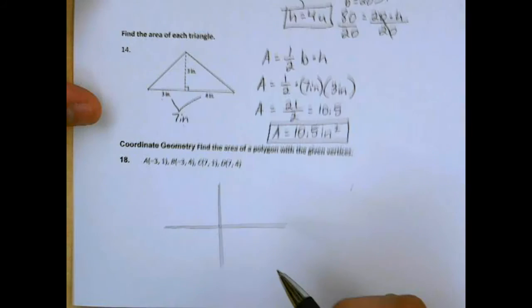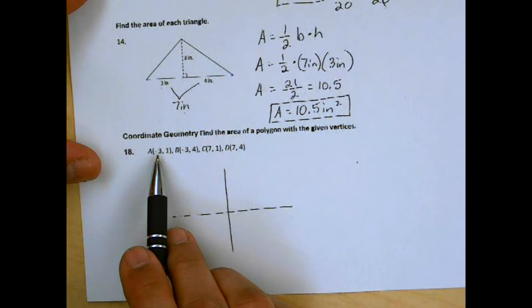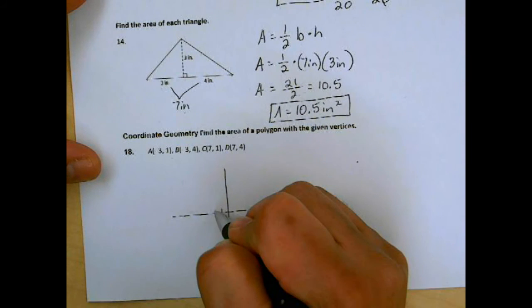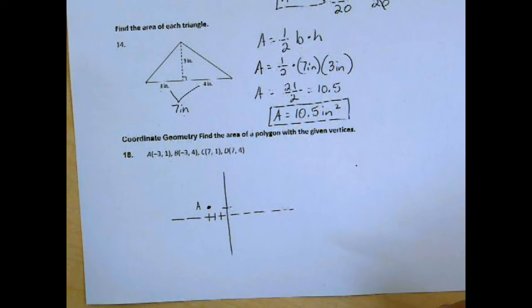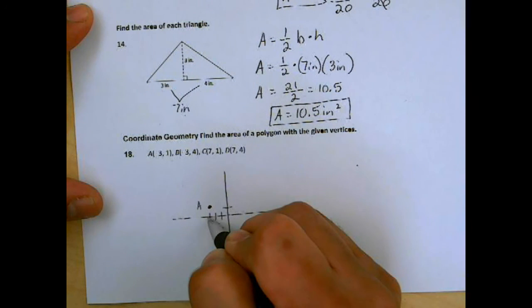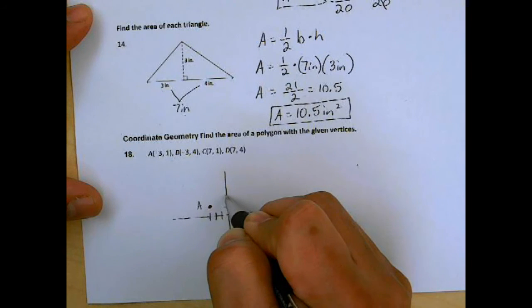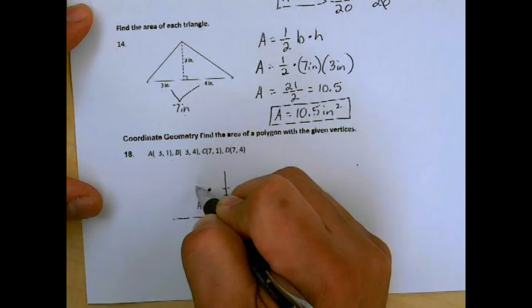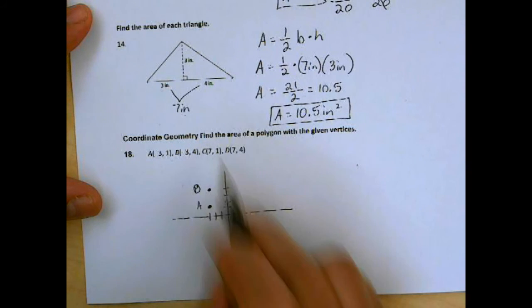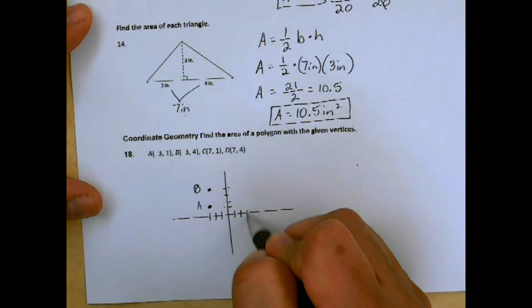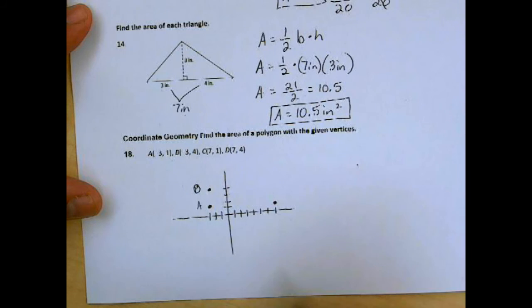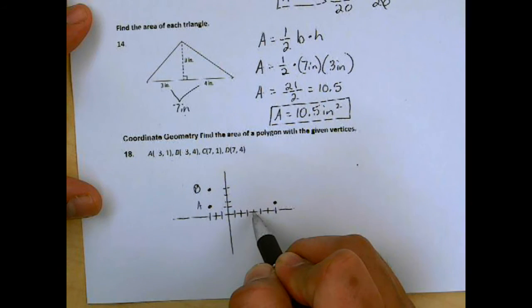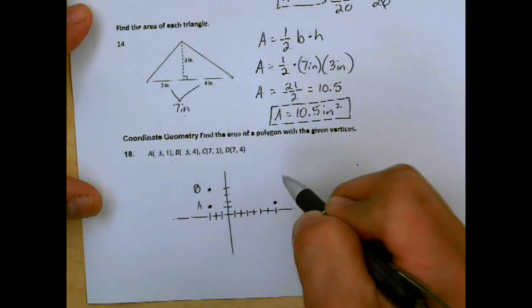I'm going to set this up on a grid. Okay? And letter A is -3, 1. So it's -3, 1, 2, 3, up 1. So this is letter A. Okay? Letter B is -3, 4. So I'm going to go -3, 1, 2, 3, up 4: 1, 2, 3, 4. So this is letter B. Letter C is 7, 1, so that's going to be in quadrant number 1. So it's going to be 1, 2, 3, 4, 5, 6, 7, up 1. And letter D is going to be 7, 4, so it's going to be 1, 2, 3, 4, 5, 6, 7, and 1, 2, 3, 4 over here.